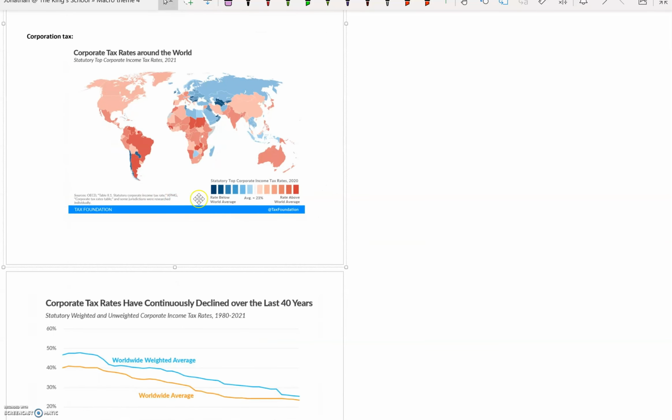Now, corporation tax, very badly named generally, is a tax on profit, not a tax on revenue. You can see that across the world there are marked differences in tax rates. The average is 23% across the world, but you can see that Russia and the UK, Ireland particularly, are lower in their corporate tax rates. And Latin America and Sub-Saharan Africa are particularly high.